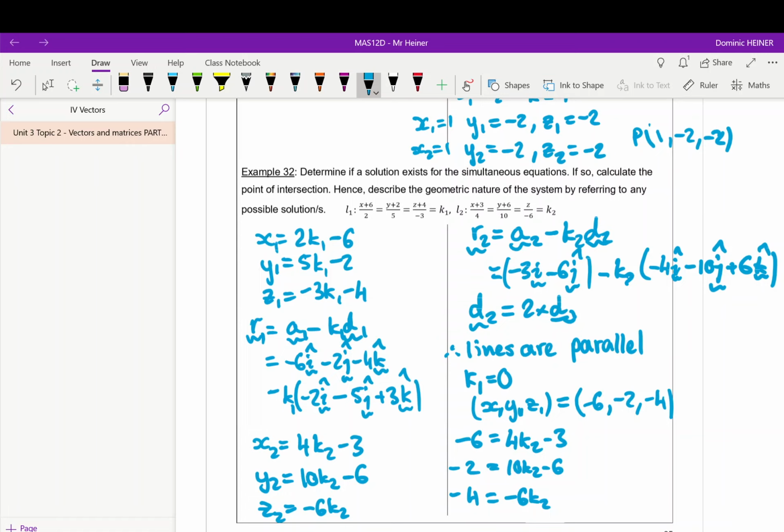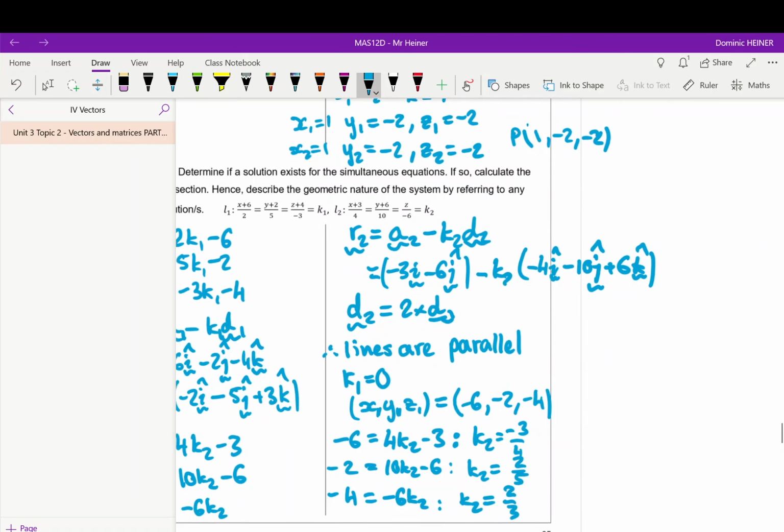We get that for all of these. Well, for the first one, we're going to get that k2 equals negative 3/4. For the second one, we're going to get that k2 equals 2/5. And for the third one, we're going to get that k2 is equal to 2/3. So as the values for k2 are not equal, that indicates that the point negative 6, negative 2, negative 4 is not on the second line. So there can't be a solution that exists for the simultaneous system. And the information that we have here is that the two lines are both parallel and distinct.